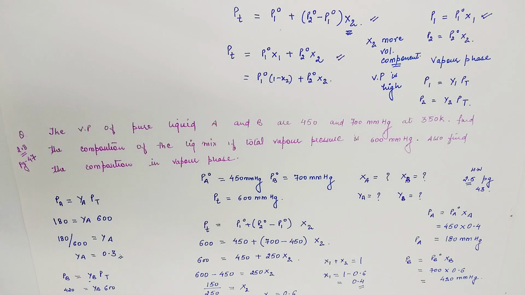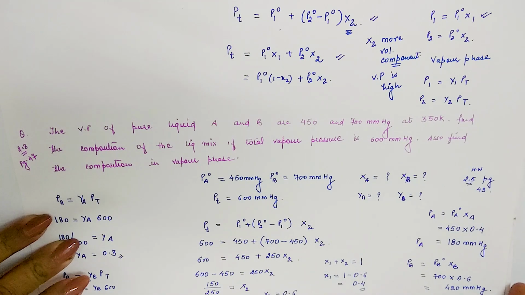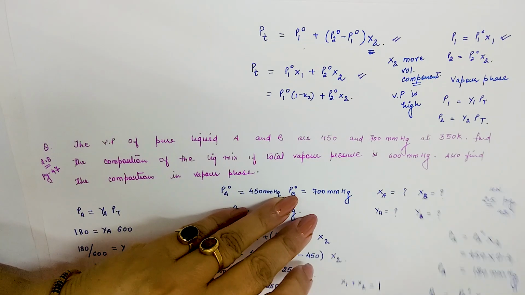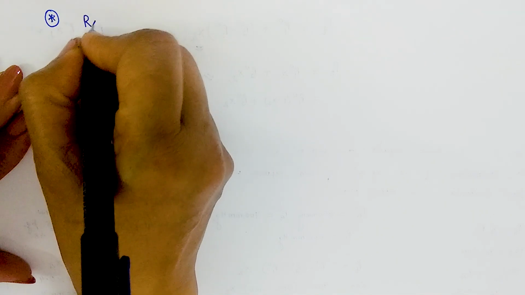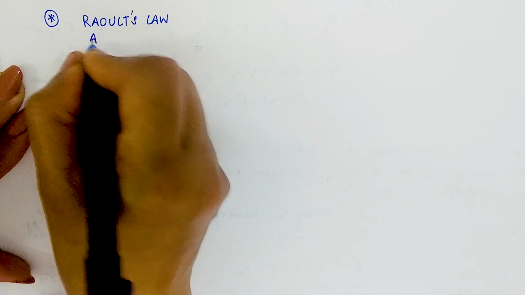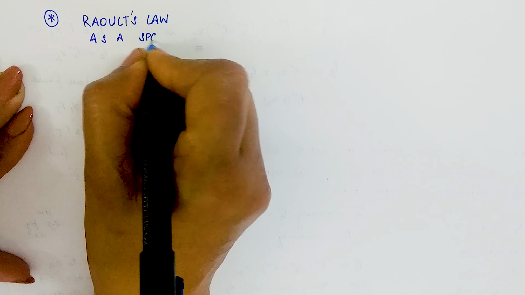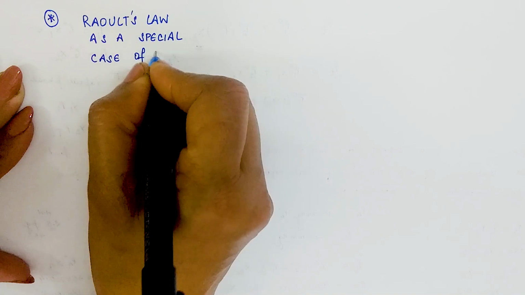Now we'll proceed with the same topic and talk about Raoult's law as a special case of Henry's law. This is also a 1 mark question in the board as a theoretical question. Now how can we say that Raoult's law is a special case of Henry's law? So I am writing here the next topic. It is important for a 1 mark question in the board. Raoult's law as a special case of Henry's law.